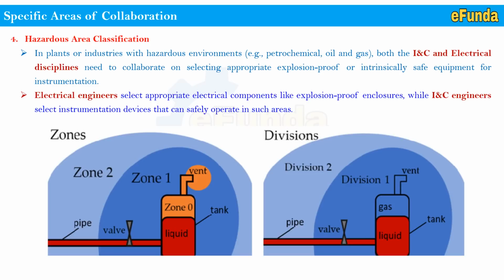Similarly for the divisions, same concept, where the tank and the vent, that is a gas, is shown there, that falls under Division 1, and the complete entire system is shown in a cloud marking or radius marking, that is Division 2. This is how the classifications are made for area, and the selection of instruments by the IC engineer is done in accordance with the area classification provided by the electrical team.